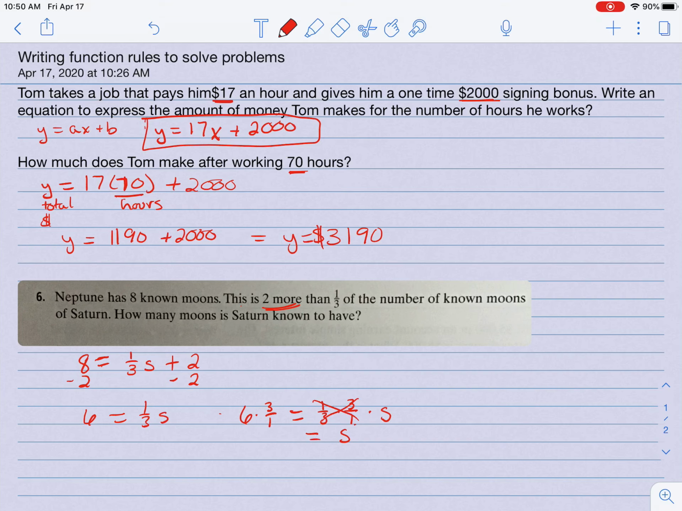So these cancel out to be 1. And now we've got 6 times 3, which is equal to 18. And 18 divided by 1 is just 18. So here we have solved. Saturn has 18 known moons. And if you plug in 18 into our original equation, 1/3 of 18 is 6. 6 plus 2 would equal 8.